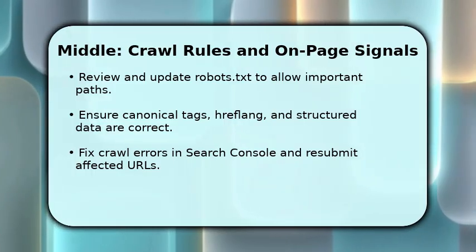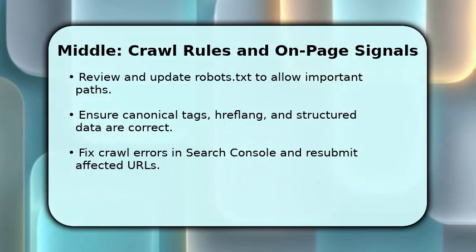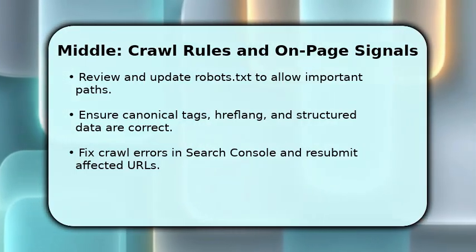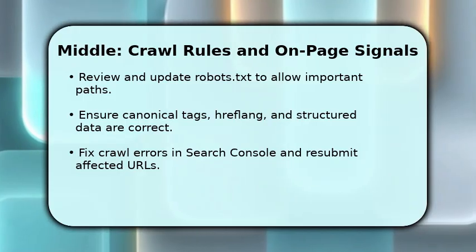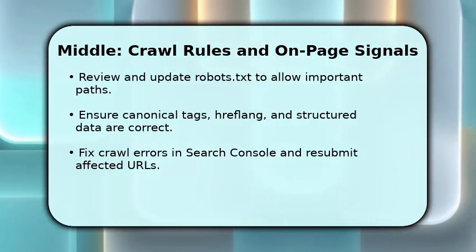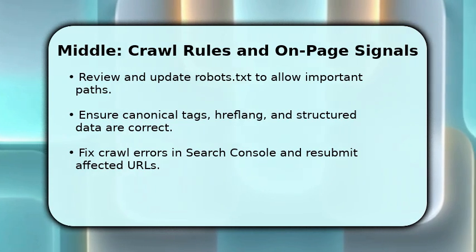Next, confirm canonical tags, hreflang where needed, and structured data so Google understands page intent. Use Search Console to inspect and fix crawl errors. When you correct issues, resubmit the affected URLs for faster reprocessing.